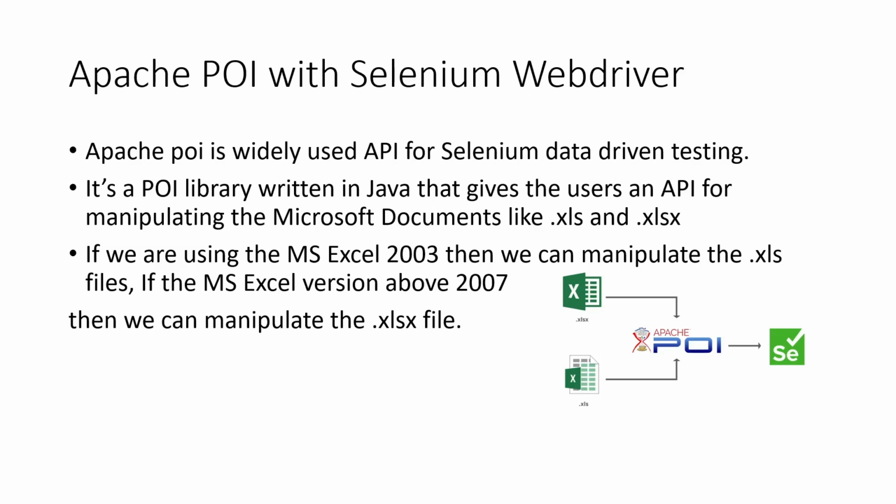Today we are going to see about Apache POI with Selenium WebDriver. Apache POI is widely used for API or Selenium database testing. It's a POI library written in Java that gives a user an API for manipulating Microsoft documents like .xls and .xlsx. If you are using Microsoft Excel 2003, then we can manipulate the .xls files. If the Microsoft Excel version is 2007 or above, then we can manipulate the .xlsx files.